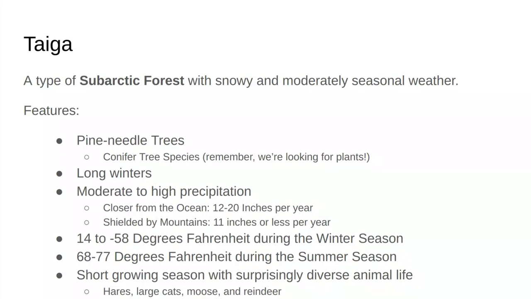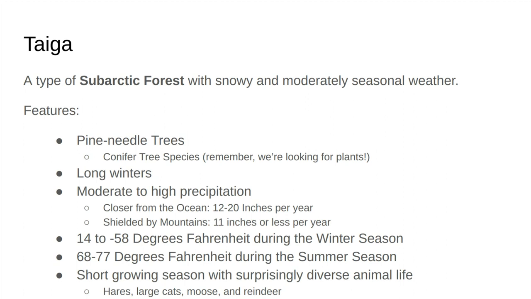Here are some general features. They have pine needle trees, conifer tree species. Remember, we're looking for plants. So here, if you want to start looking for a certain species, you can always look up conifer tree species and find different types of conifer trees or pine needle trees that you can look into. Long winters, as I've just said, probably not the same kind of seasons we get.